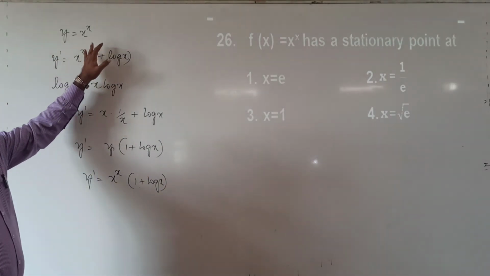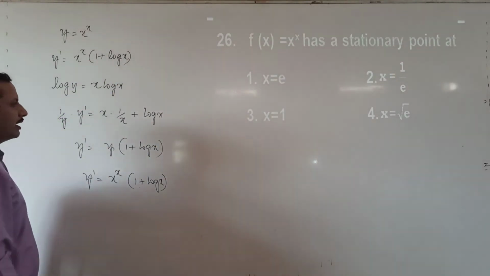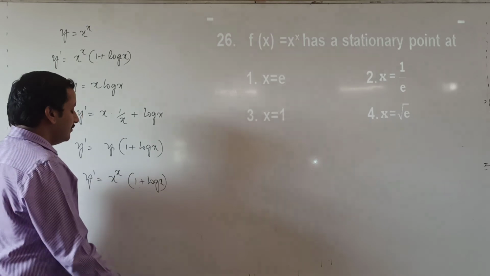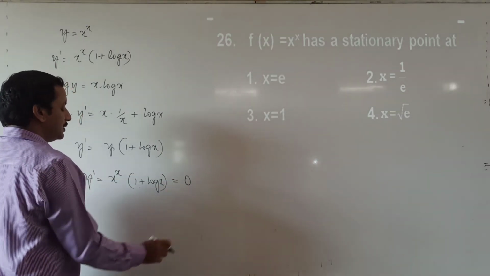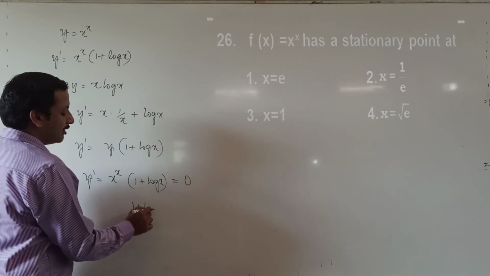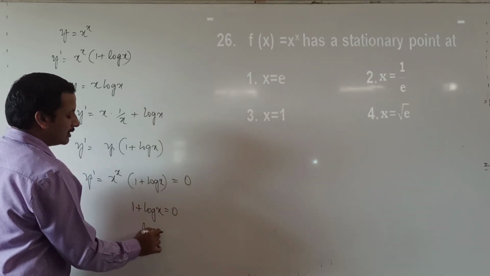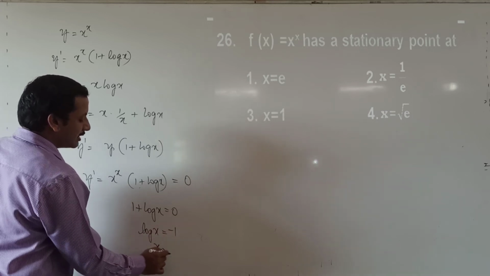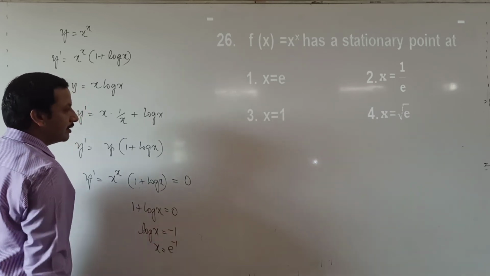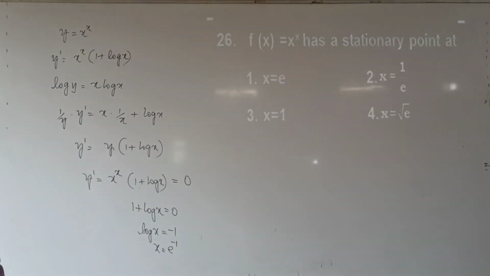Y is equal to x power x means y dash is equal to x power x into 1 plus log x. Okay, when f is stationary, its derivative must be equal to 0. Either this is 0 or this is 0; this cannot be 0. So 1 plus log x is equal to 0. So you get log x is equal to minus 1, x is equal to e to the power minus 1. E to the power minus 1, that's nothing but 1 by e.